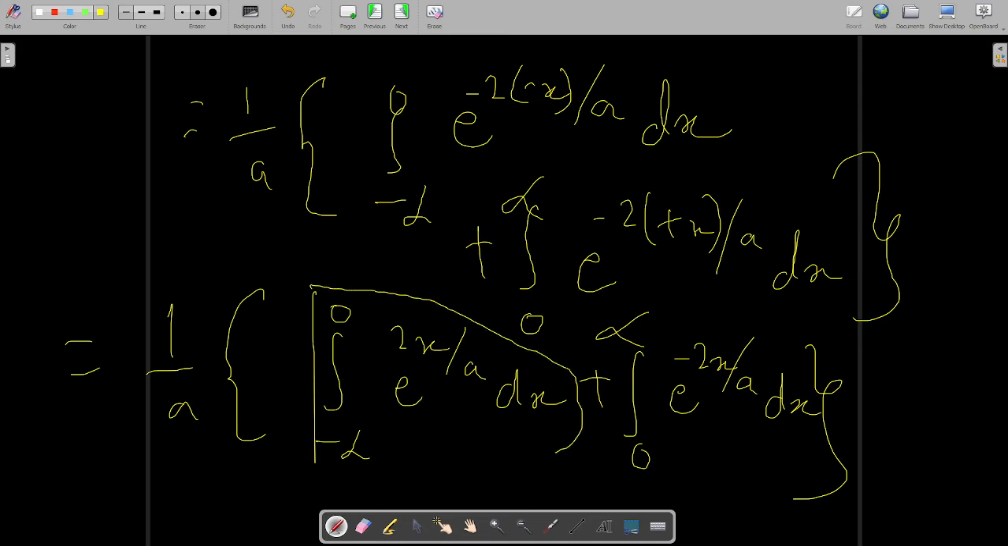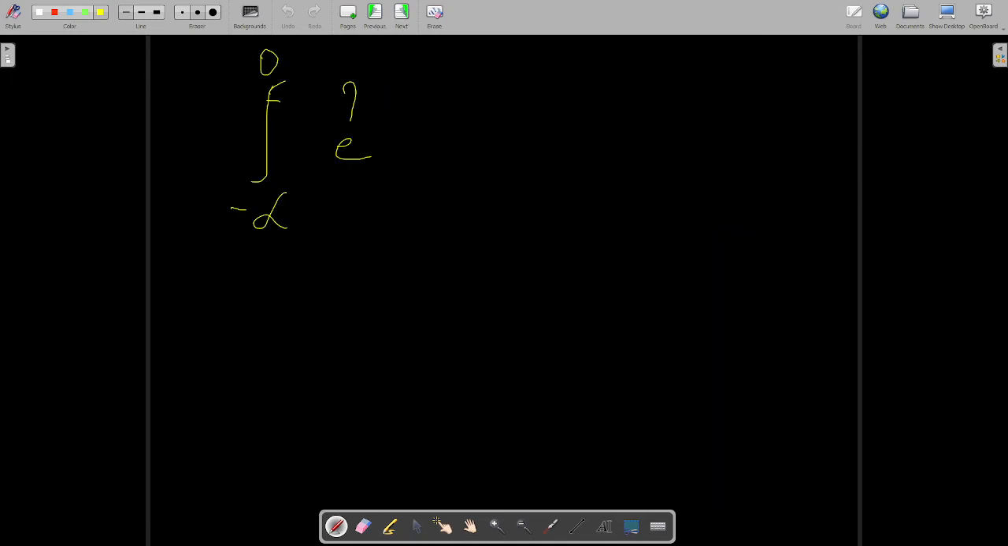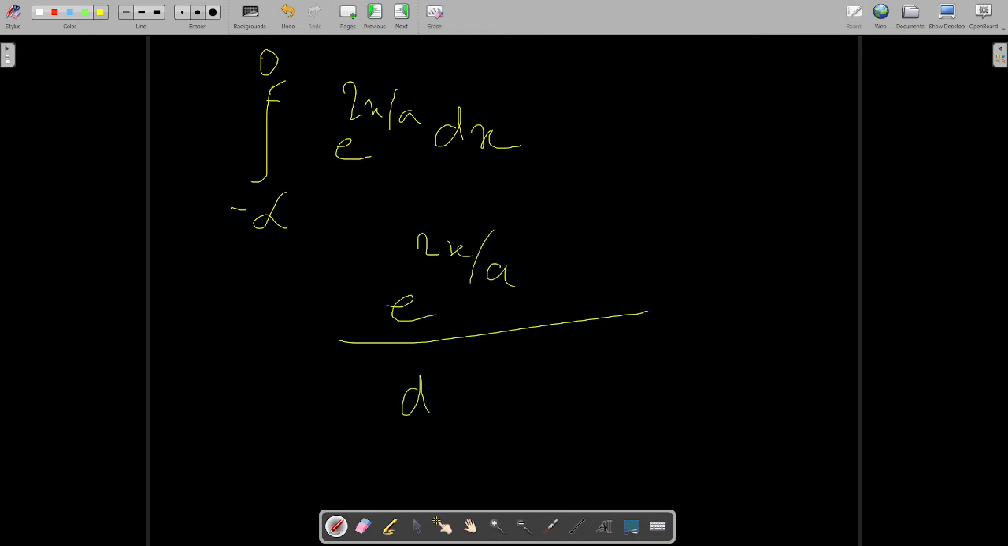How did we integrate? That I am telling. So e to the power what is there? 2x by a is there, and dx is again there. So you will basically apply the integration formula. e to the power 2x by a will come. Then you will do d by dx.